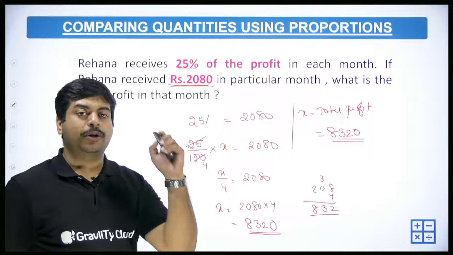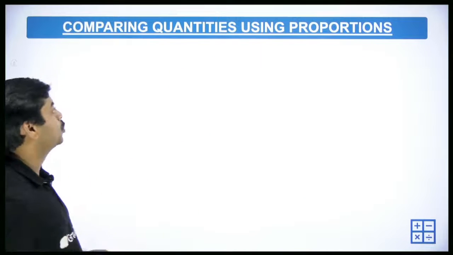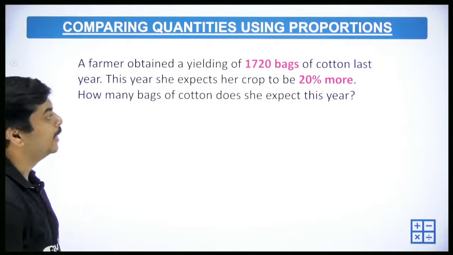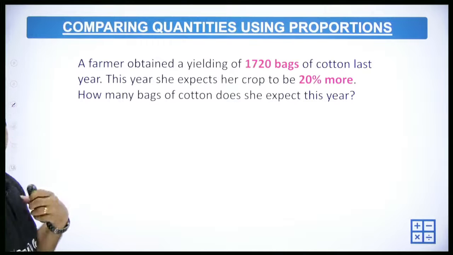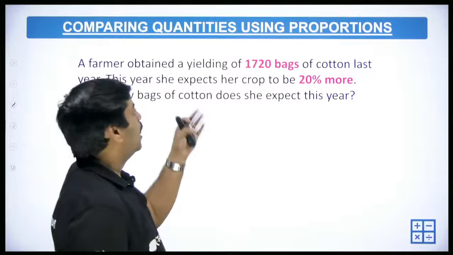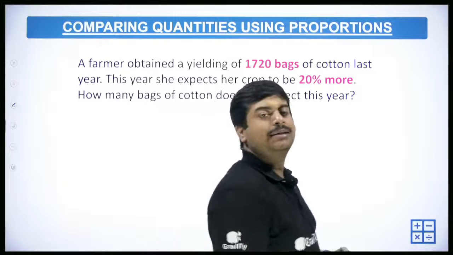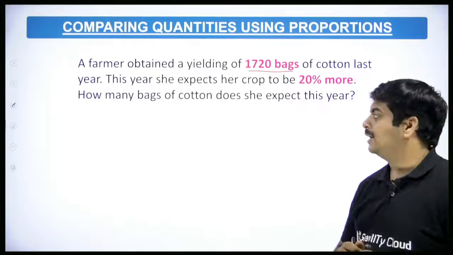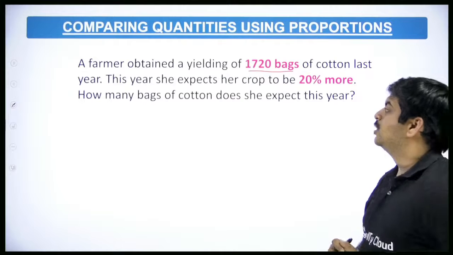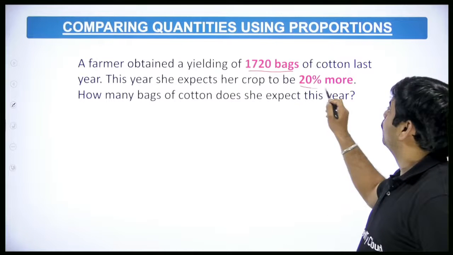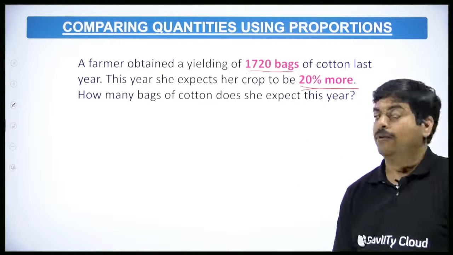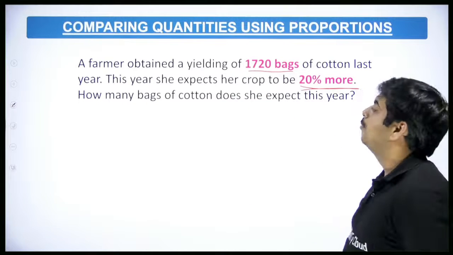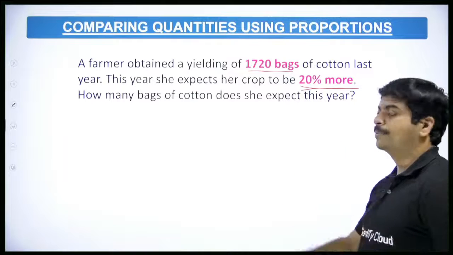Right. I hope you are understanding all these topics. One more question, then we'll stop here. A farmer obtained a yield of 1,720 bags of cotton last year. There is a farmer who is growing cotton, and he got a total of 1,720 bags in the complete year. But this year, she expects her crop to be 20% more. From 1720, she is expecting 20% more than last year. How many bags of cotton does she expect this year?